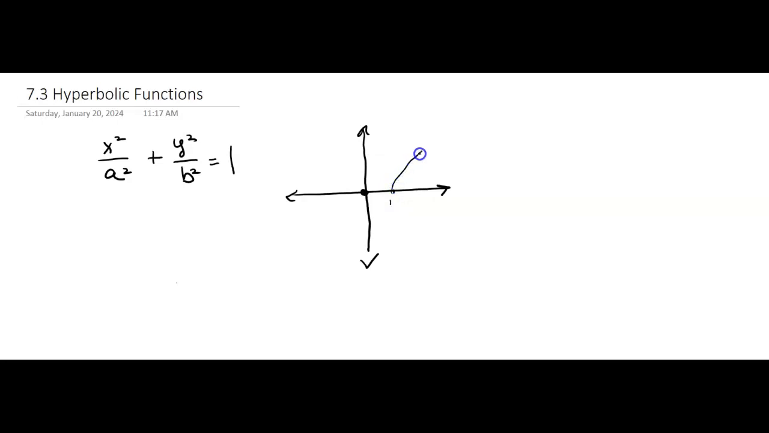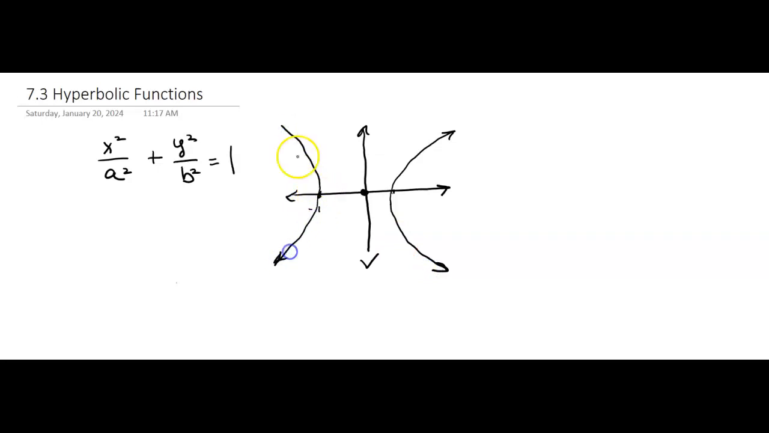let's remember our basic graph for a hyperbola. You may or may not remember this. You would have learned it in pre-calc 1. This is a hyperbola that is centered at 0, 0. And it is 1 unit in either direction on the x-axis.